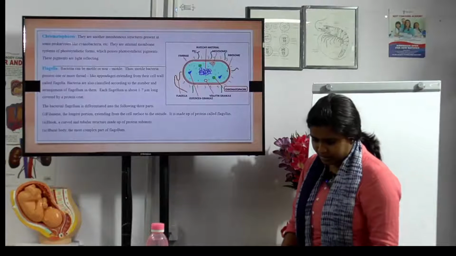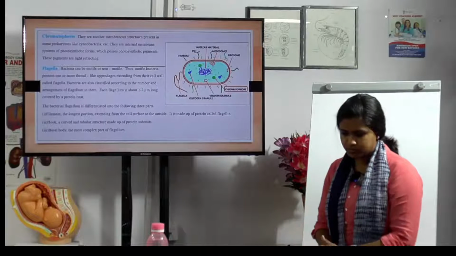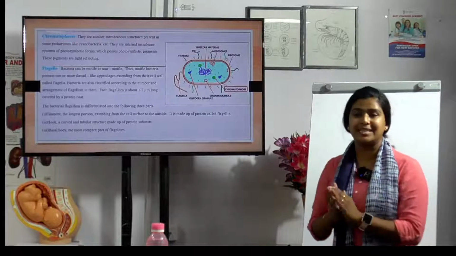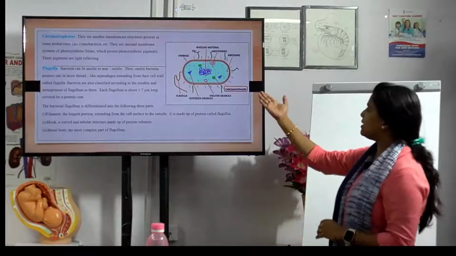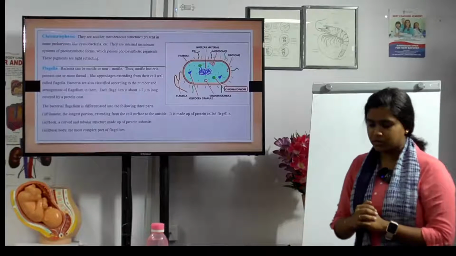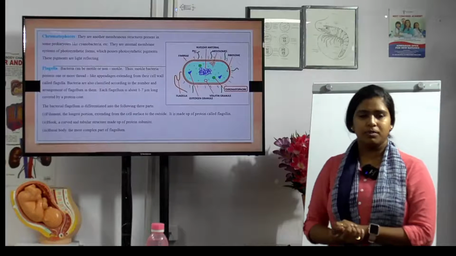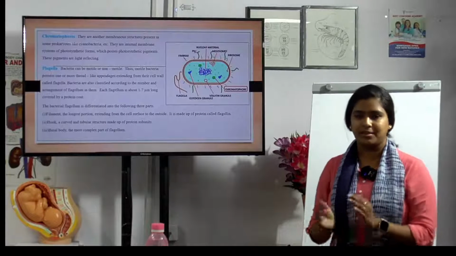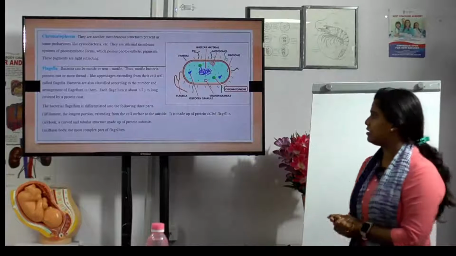Okay, next one is chromatophores. What is chromatophores? In this word, what do you see? Yes, chromosomes. And what are they? They are the photosynthetic forms which possess photosynthetic pigments. Chloroplast has chlorophyll, not chromosomes. And these pigments are light reflecting.